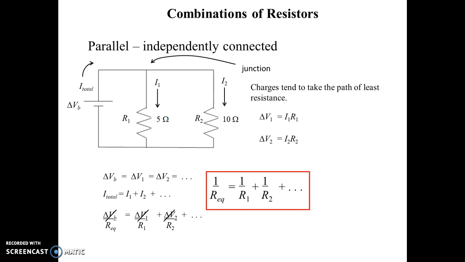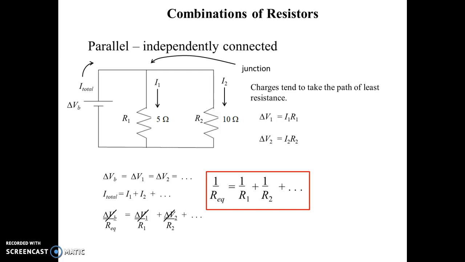Just like we had done for the series connection, I want you to very quickly calculate what REQ should have been for the 5 and 10 ohm resistors. And so theoretically we should be getting an equivalent resistance of 3.33 ohms.